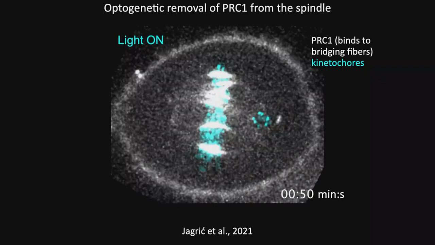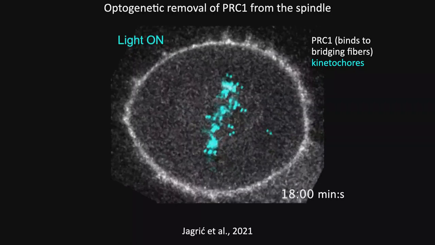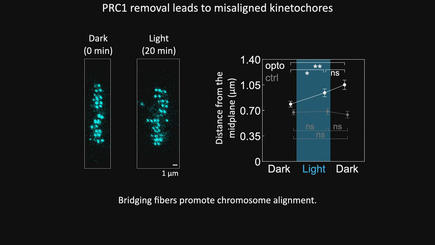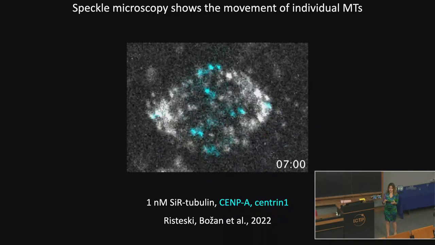So this worked nicely, and then we asked what is happening to our kinetochores. In the dark, the kinetochores are nicely aligned, and in the light, when PRC1 is gone and bridging microtubules are disassembled, then the kinetochores are not aligned anymore. So this means that the bridging microtubule is indeed important for the centering.